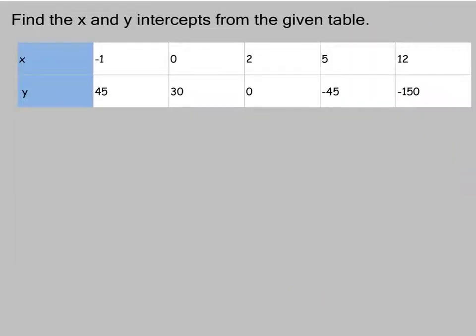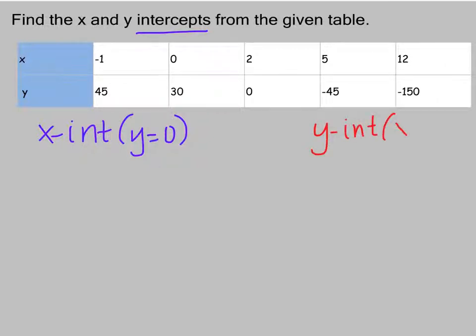Find the x and y intercepts from the given table. When looking through a table of values, if I'm looking for the intercepts, remember your x-intercept occurs when y equals 0. Your y-intercept occurs when x is equal to 0. So I'm going to find the zeros in my table.